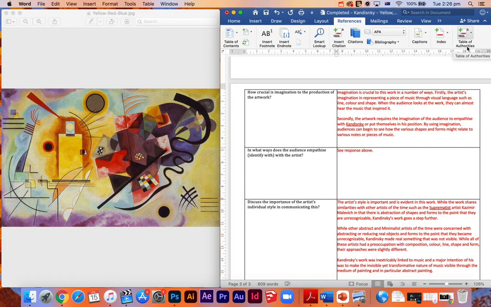And the second way I think imagination is important in relation to this work is that the work requires the imagination of the audience to put themselves in Kandinsky's shoes and see where he was coming from with this. And by using our imagination, we can almost hear the music that created the work as well.